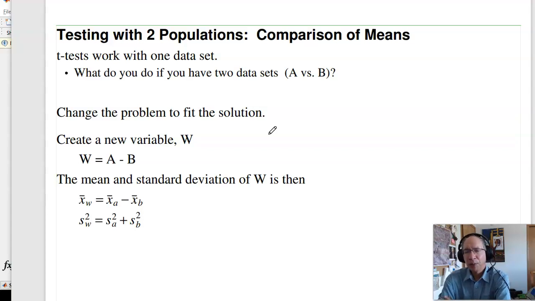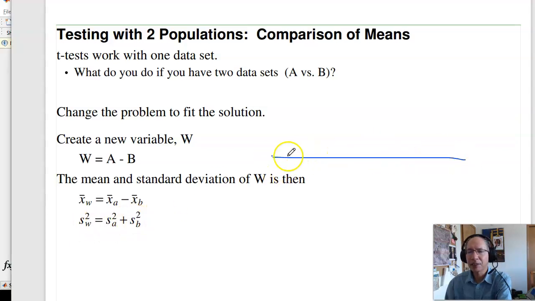If I have two populations, like A versus B, the trick is to change the problem. I don't know what to do with two populations, but I do know what to do with a single population. So create a new variable W, where W is the difference between the two. The mean of W will be the mean of A minus mean of B. The variance of W will be the sum of the two. And this is the part that kind of confuses people.